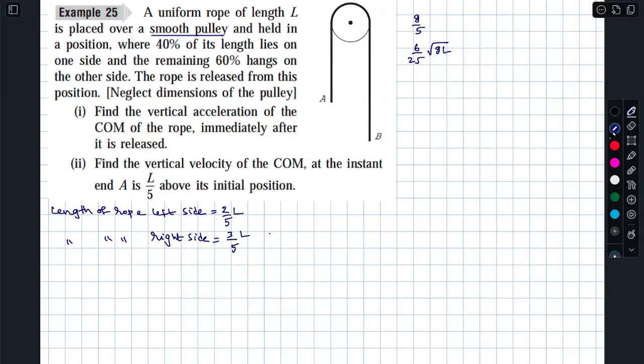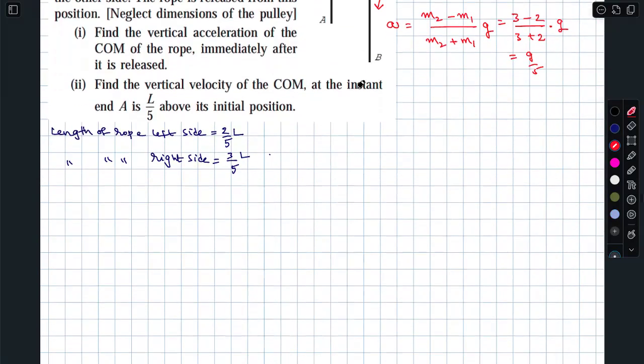Now, what is the expression for acceleration? The general formula is m2 minus m1 by m2 plus m1 times g. Here mass is proportional to length, so you can consider it like that. So you can take it as 3 minus 2 by 3 plus 2 times g. This will become g by 5. In this case it is downwards, in this case it is upwards. Done. Now the question is, what do you want?